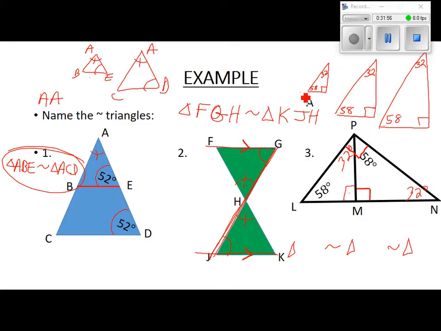What's this letter right here in this small triangle? L. How about this letter? M. How about this letter? Here's where you got to be careful. What's this letter in the middle size triangle? P. What's this letter? M. This letter? What's this letter in the big triangle? L. This one? P.